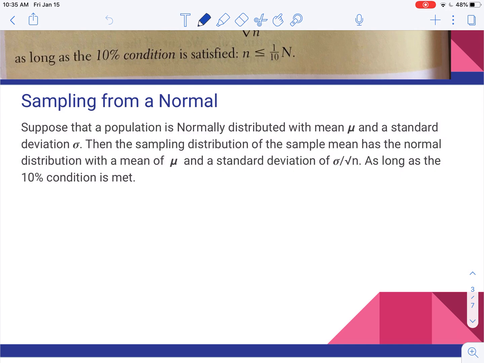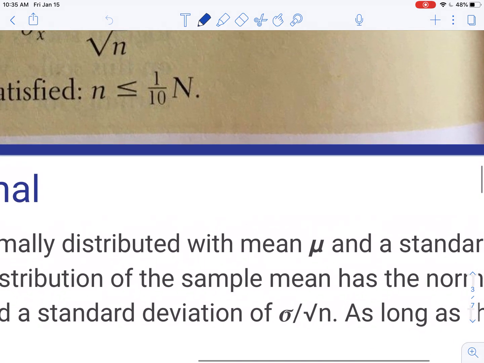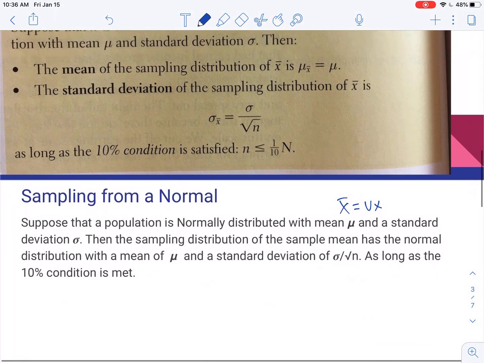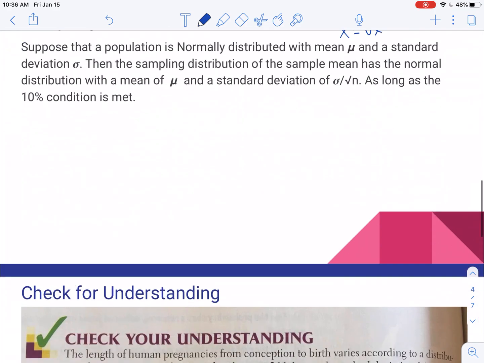And then again, this is as long as that 10% condition is met. So again, with a normal distribution, your sampling distribution will always be normal, regardless of the size of your sample. And then the sampling mean will be the same as the population mean. So basically I'm saying sample mean is equal to population mean. The standard deviation will be equal to the standard deviation over the square root of n for that sample distribution.